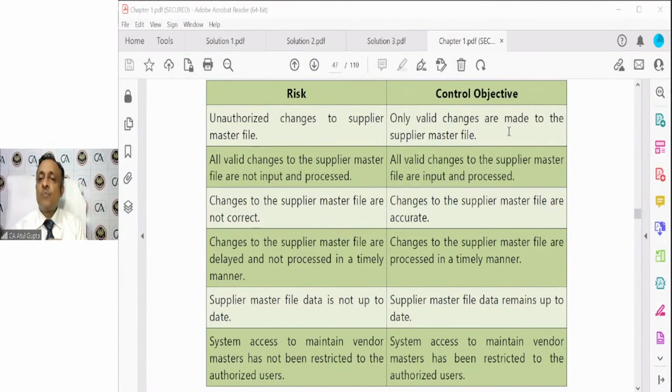So now I'm reading the controls. All valid changes to be made by authorized person, and all changes made to be processed correctly. So even if the core word is change only, first the changes have to be valid. Second, once valid changes have been approved, they have to be put in system, and there has to be a validation process that the changes affected are actually there in system. So that is where audit comes into play. That is how you look at it. Very important.